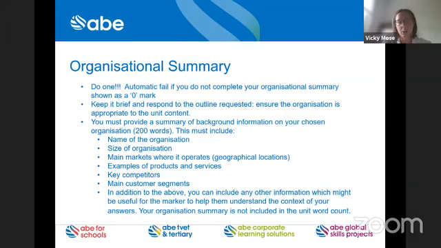Now, it may sound harsh, bullet point number 1, but you will fail if you fail to give us an organisational summary, and that will be noted by a 0 mark. So make sure you do it. The word count isn't part of the overall word count, but we do expect to see at least 200 words. And we've been really clear around what needs to be included. So all the bullet points there highlight the key areas that need to be included in your organisational summary. And it's really useful because it helps the marker understand the context of your answers as well.